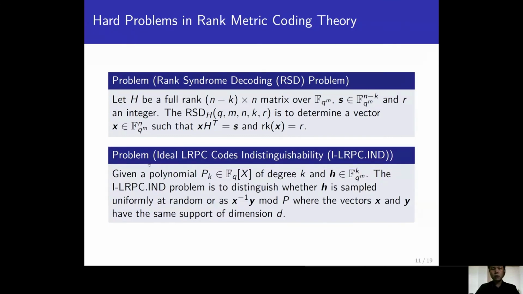And also, our scheme relies on the difficulty of the ideal LRPC codes indistinguishability problem. Given a polynomial H, we are supposed to distinguish whether this H is just a random vector or it is of the form X inverse Y, where X and Y are polynomials with low rank. So these two are existing known problems in rank metric coding theory.